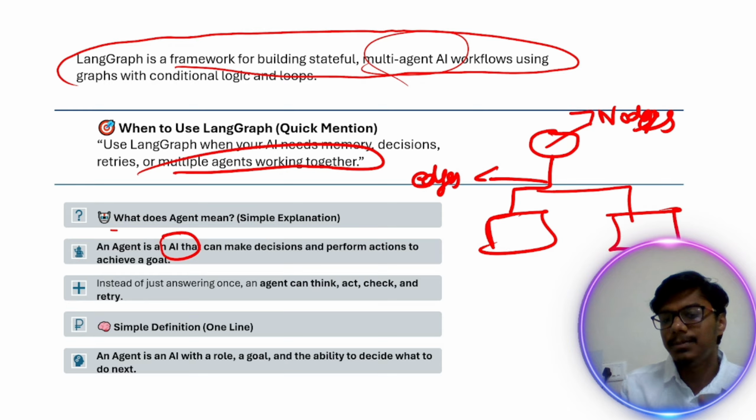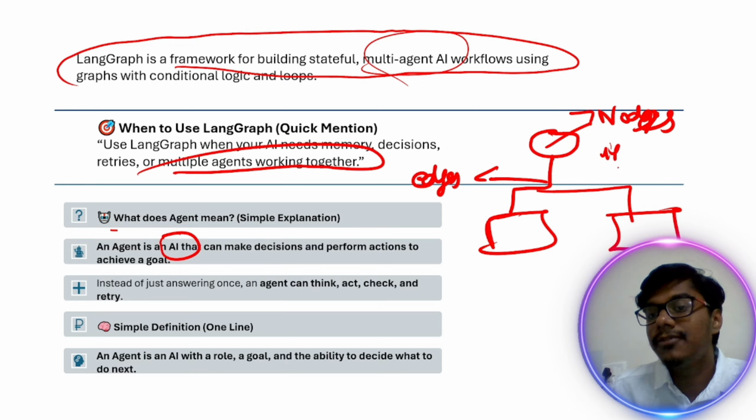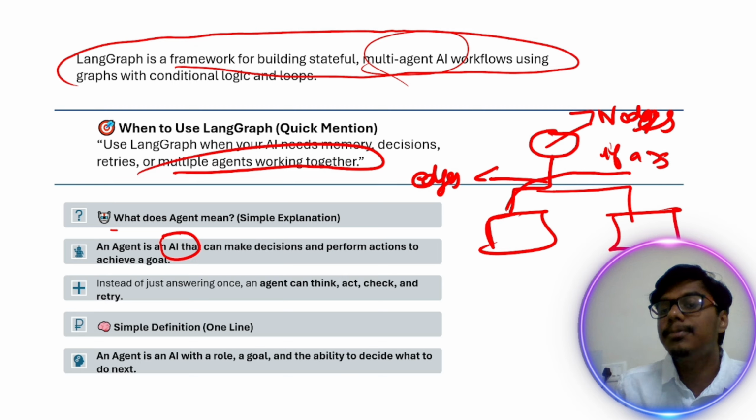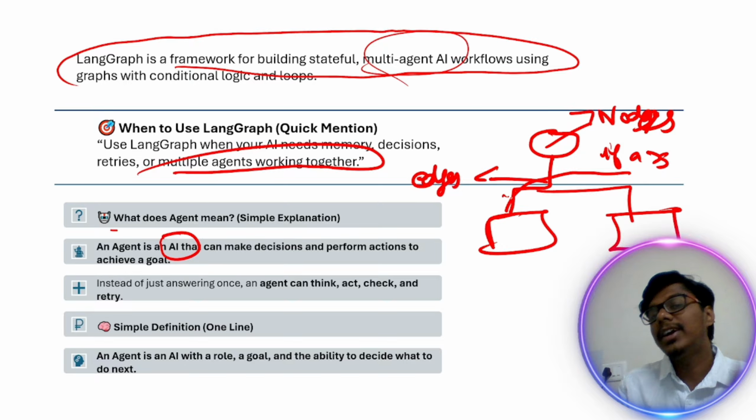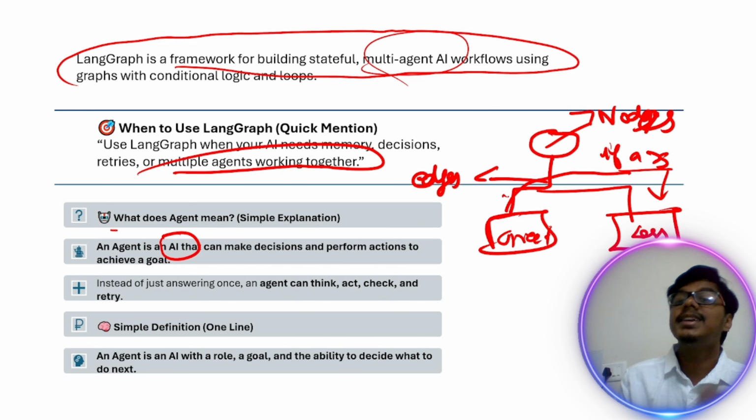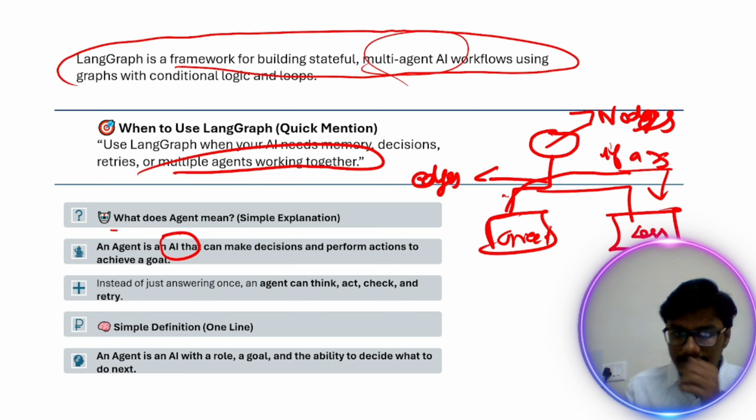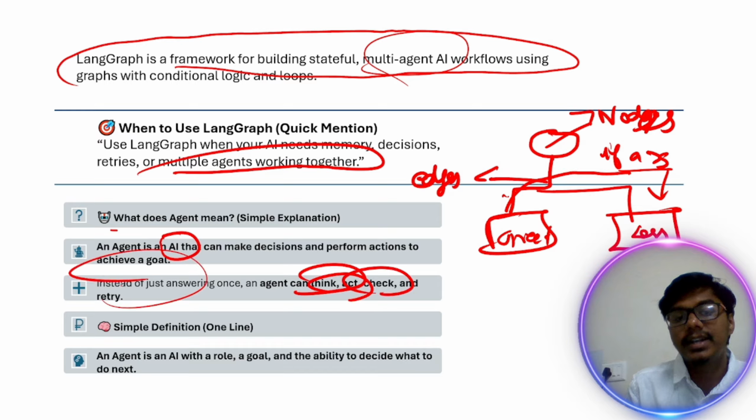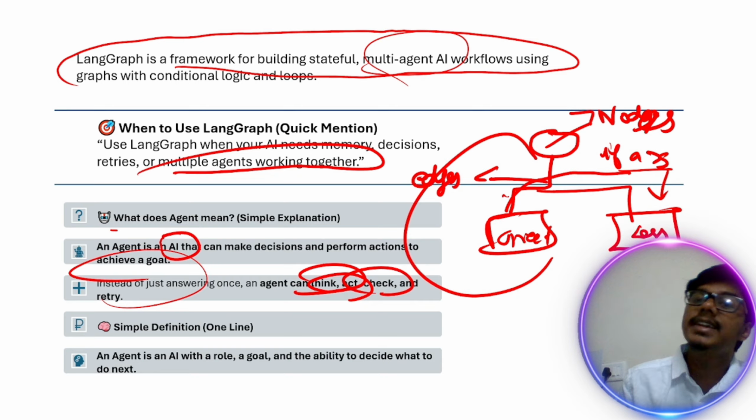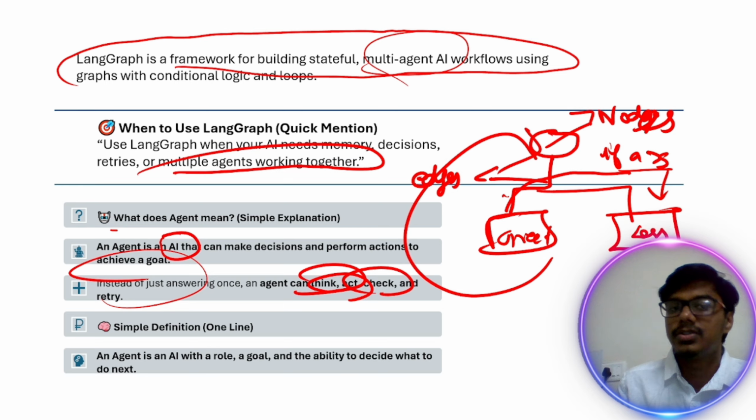For example, if a is greater than 5, I just want to print a positive number, saying a is greater than 5. Otherwise, I want to print that it is less than 5. Likewise, the AI predicts decisions, and that's where the agent comes in. The agent can think, act, check, and retry. If it is false, the agent can rethink. Likewise, it happens in LangGraph.